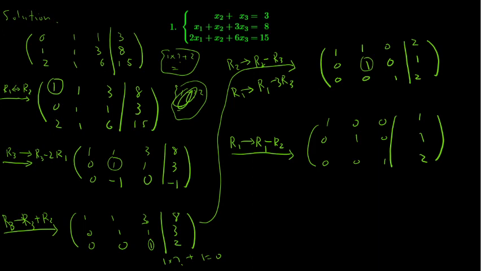Okay, is the last matrix in REF? Check all 4 conditions. It's very important to make sure the final form is in REF, row reduced echelon form, before we get the solution to the system. Okay? You check all the 4 conditions.